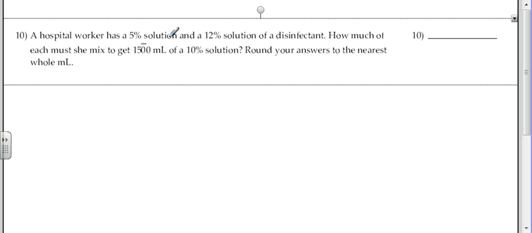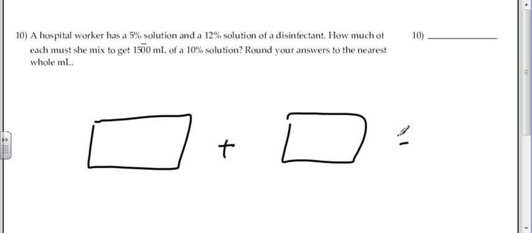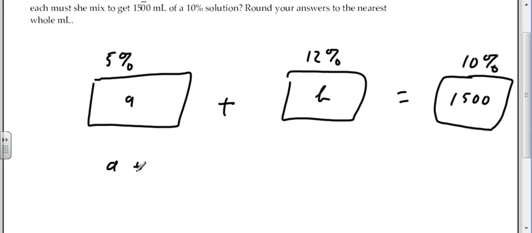Hospital worker, 5% solution, 16%, 12% solution. How much, and I want a 10, okay, so I do it with boxes. A box plus a box equals a box. So that's how I always do solution problems. So I've got 5% of a solution, and I have 12% of a solution, and I want 10% when I get done. All right? How much of each must she mix to get 1,500 milliliters? All right, that's good. So she's going to take A and B. Okay, so that's what she's going to do. All right, so A plus B has to equal 1,500.